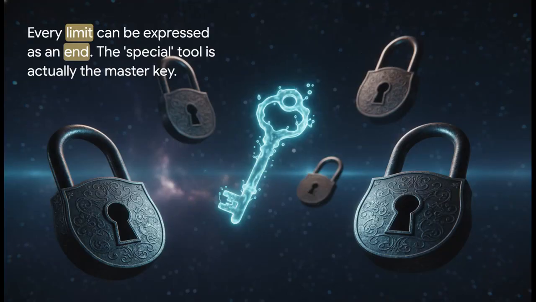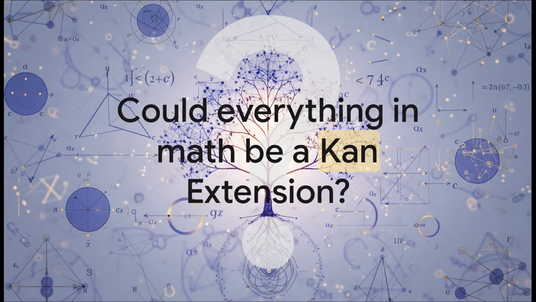And this is it. This is the most stunning insight in the whole chapter. It turns out that this special, calculus-like concept of an end is actually the more fundamental idea. Every single ordinary limit, a product, a pullback, you name it, can be expressed as a particular kind of end. The tool that we brought in to solve a special case is in fact the master key that unlocks all of them.